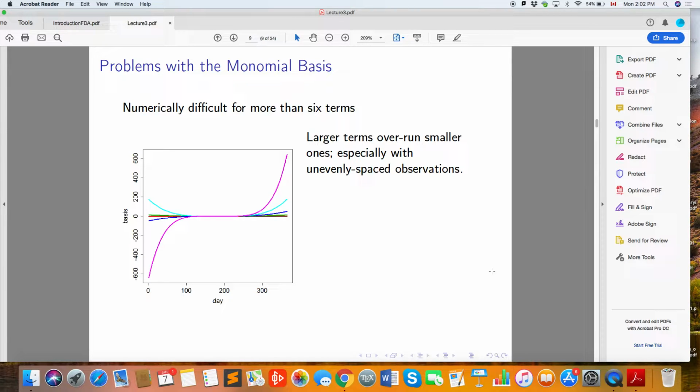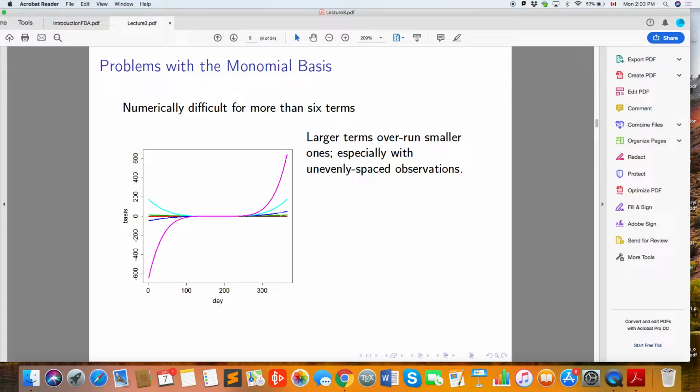There are some problems with these monomial basis functions. Basically, you can see in this panel, I think, the six basis functions for the monomial basis, and you can see that when we include t to the fifth power as a basis function, it suddenly dominates all the other basis functions, right?